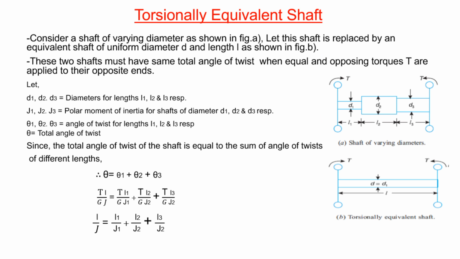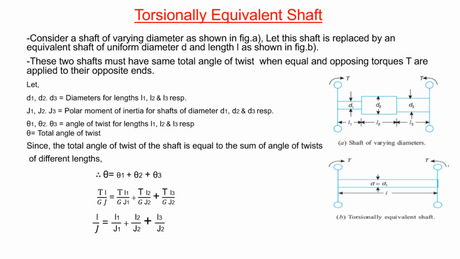In this case we have to find the natural frequency, but first we need to convert this shaft into a torsionally equivalent shaft of the same diameter throughout, which will change the length of the shaft. We will do this by some derivation. Now consider a shaft of varying diameter as shown in figure A. Let this shaft be replaced by an equivalent shaft of uniform diameter D and length L. These two shafts must have the same total angle of twist when equal and opposite torques are applied at the opposite ends.